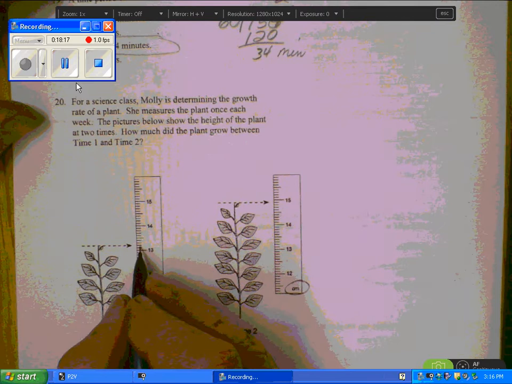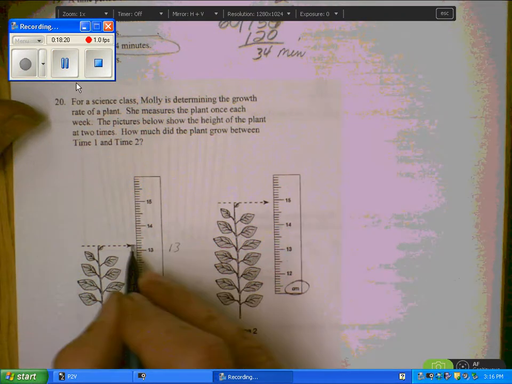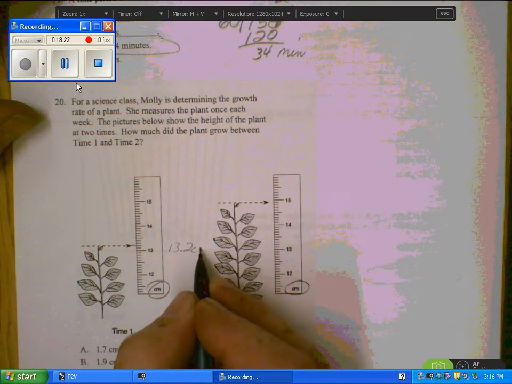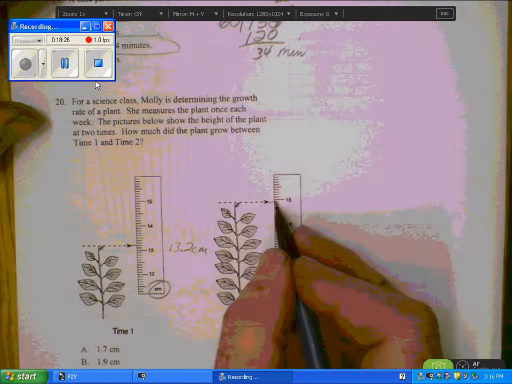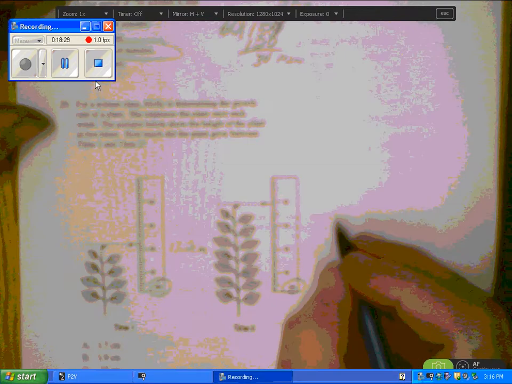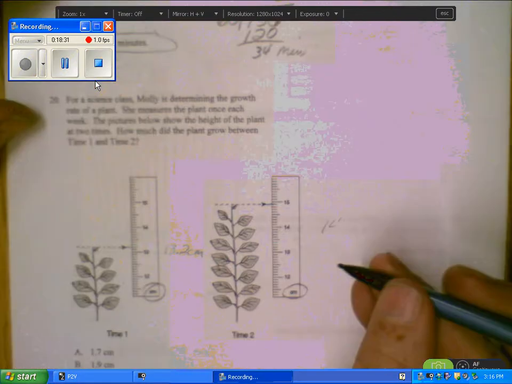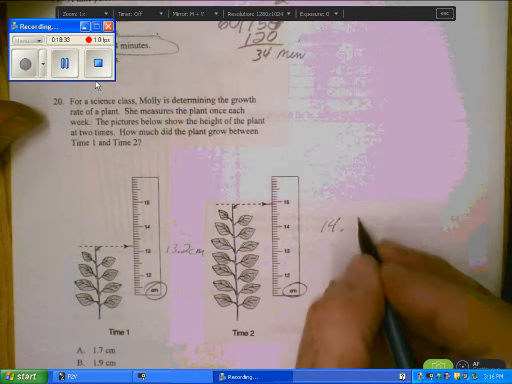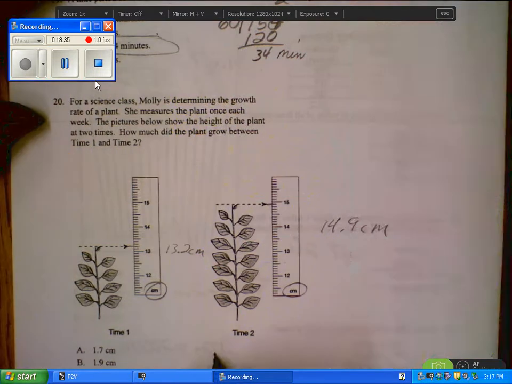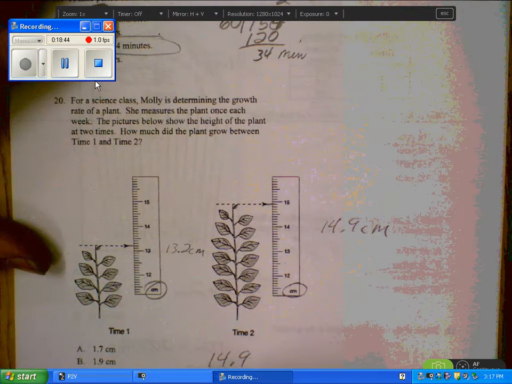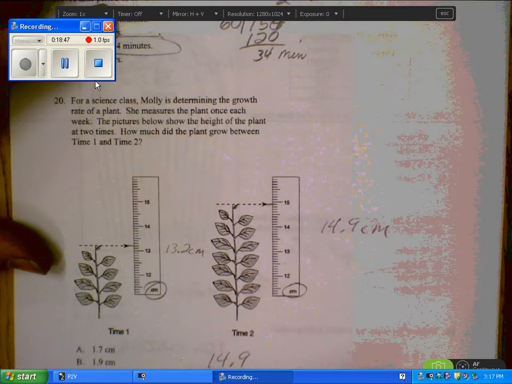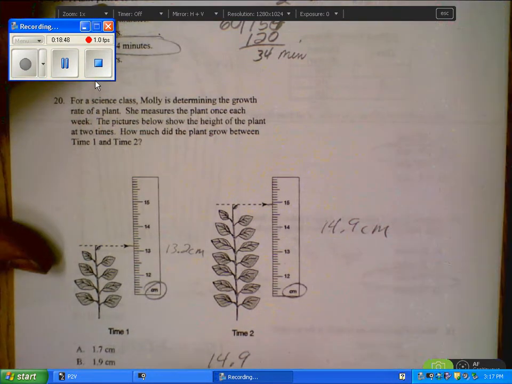So if we look here, this says 13.2 centimeters. This one over here says 14.9 centimeters. And to find the difference, how much it grew, we just subtract those 2. You get 1.7 centimeters, which is right there.